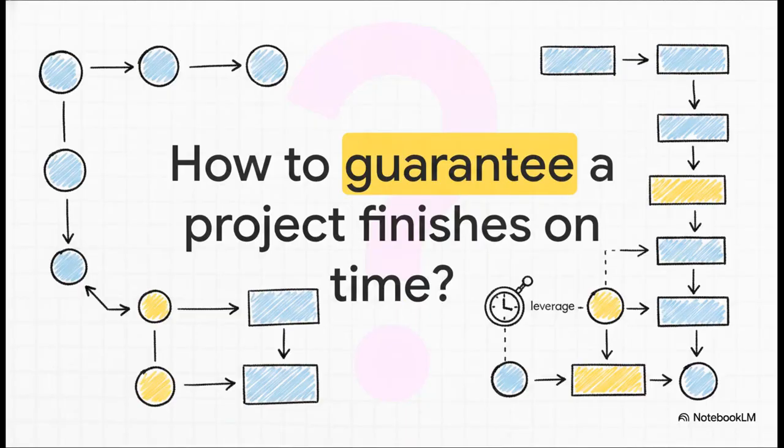Let's kick things off with a crucial question, one that pretty much every project manager loses sleep over at some point. How exactly do you guarantee a project finishes on time? It's not just about telling your team to work faster, right? It's really about understanding the invisible underlying structure of your project's dependencies. When you finally know which specific tasks mathematically control your deadline, you suddenly have the ultimate leverage.